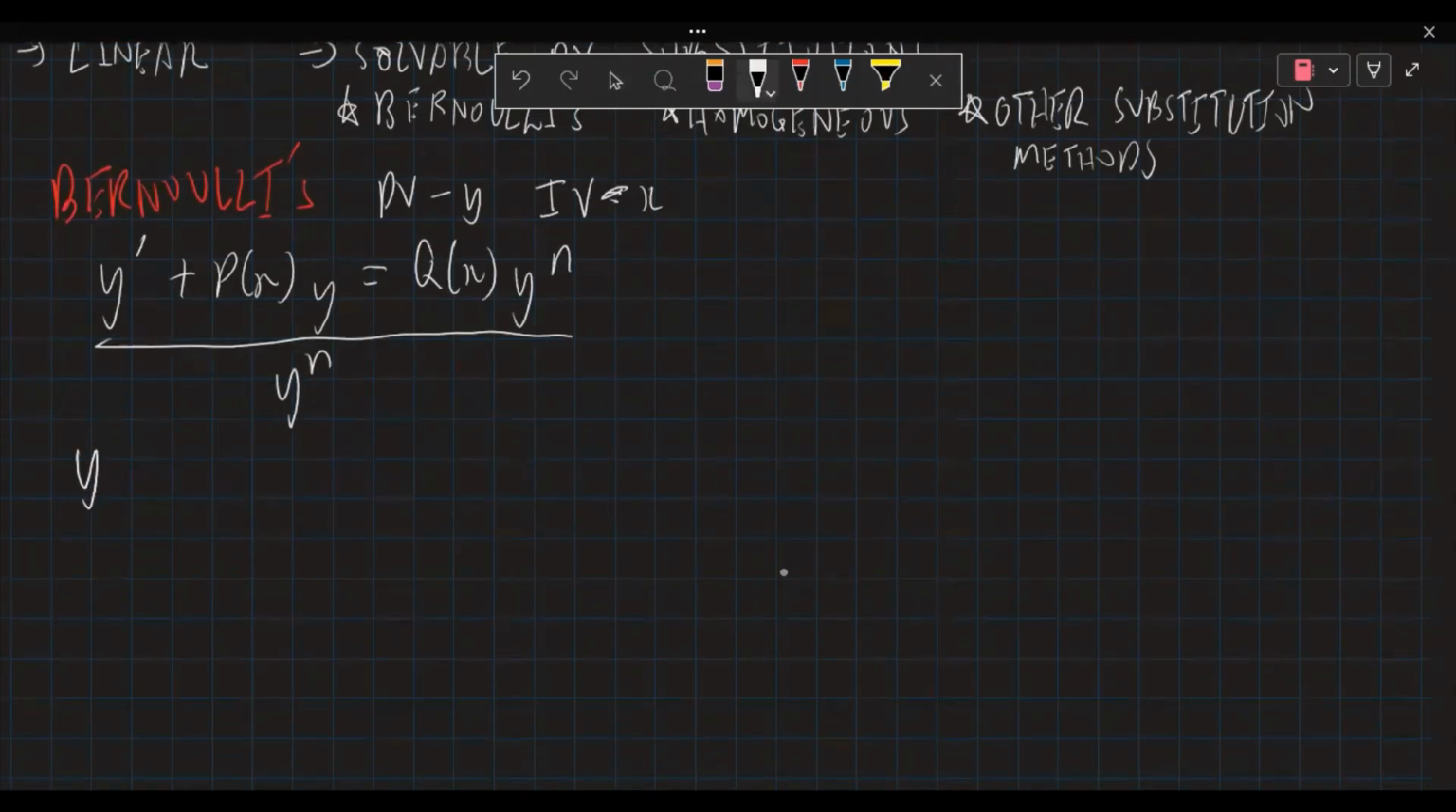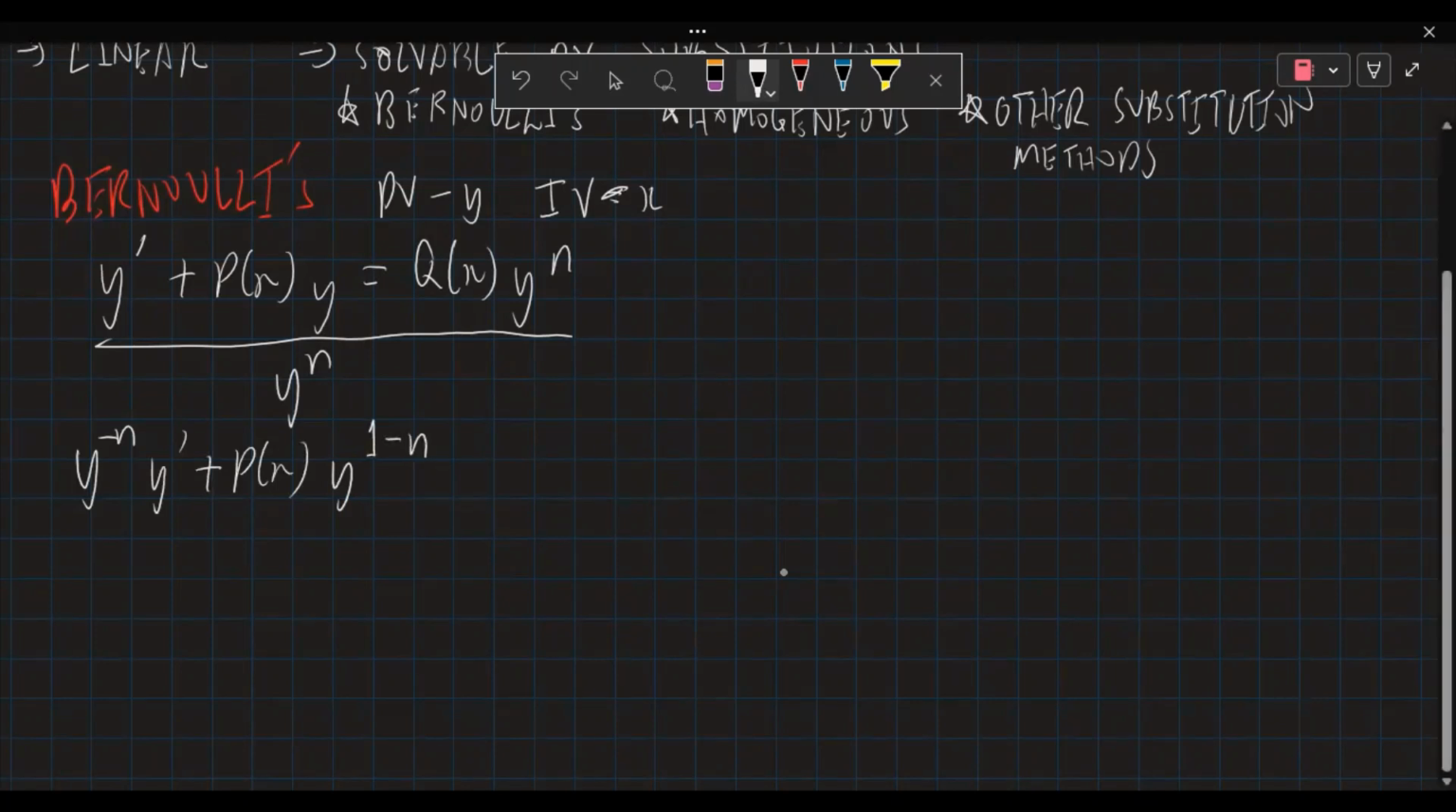So let's do that, y to the power of minus n, since it's a reciprocal, plus p of x, and then this is y to the power of 1 minus n. So this is basically y to the power of 1. And then we do rules of exponent. Q of x is then left here. Nice. And what we do now is a substitution.